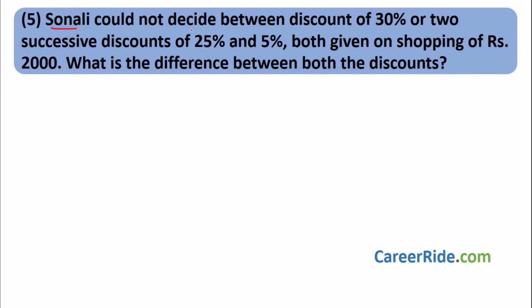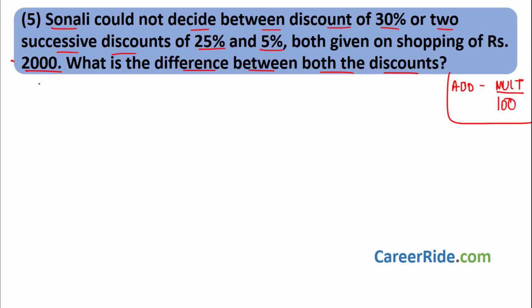Sonali could not decide between a discount of 30% or two successive discounts of 25% and 5%, both given on shopping of rupees 2000. What is the difference between both the discounts? Now over here we will solve this by the successive discount tip which we have seen earlier. What is it? It is nothing but add, minus, multiply, divided by 100, right?